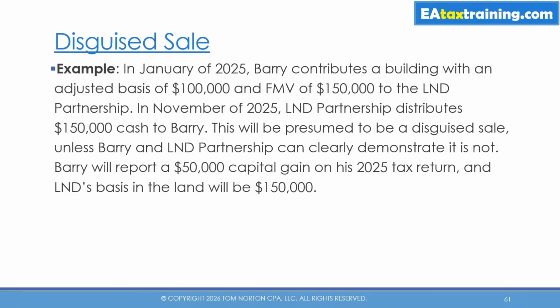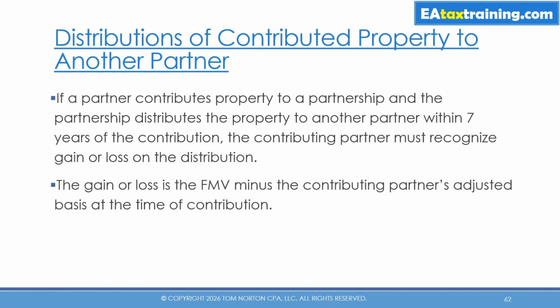This will be presumed to be a disguised sale unless Barry and the partnership can clearly demonstrate that it is not. Barry then will report a $50,000 capital gain on his 2025 tax return, and LND's basis in the land will be $150,000.